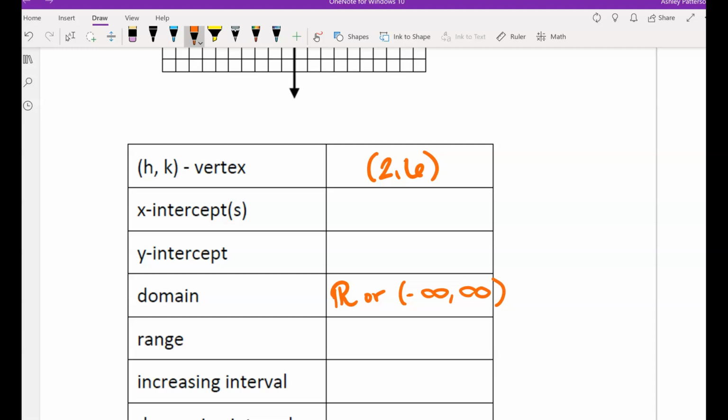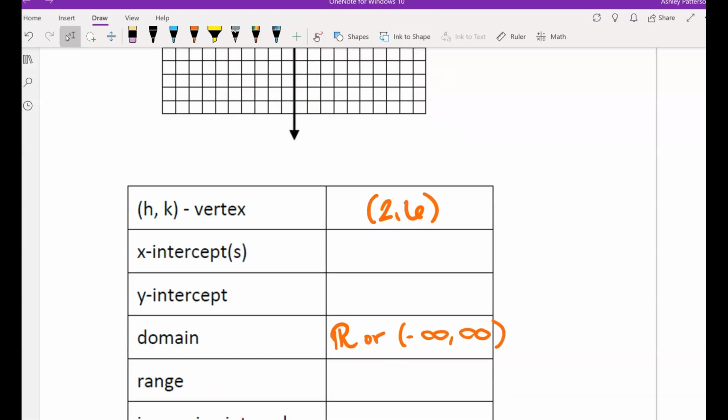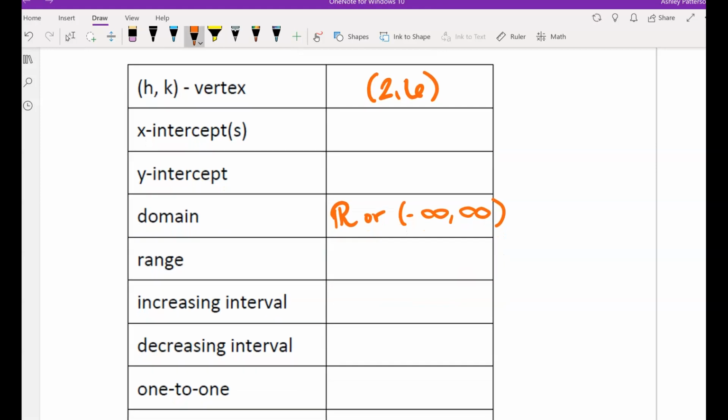Okay, range. Smallest to largest, we are going to go from negative infinity, because this is pointing down, up to the k value. So we're going to go from negative infinity to 6 inclusive. It's a closed circle. Or if you want to do set notation, y is less than or equal to 6. Definitely not negative 6.